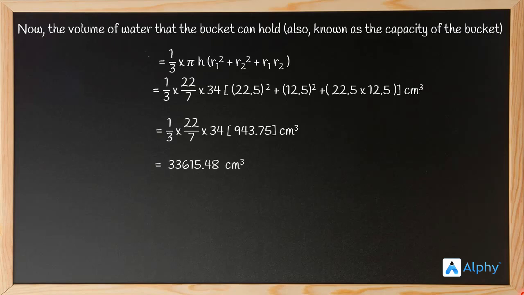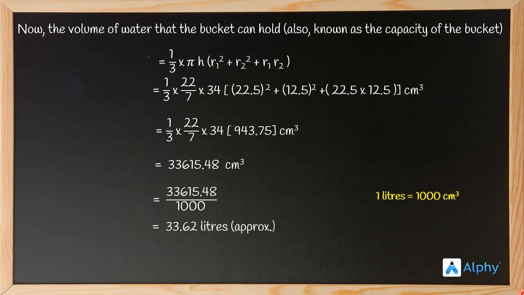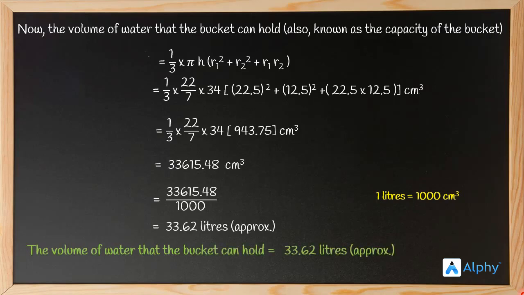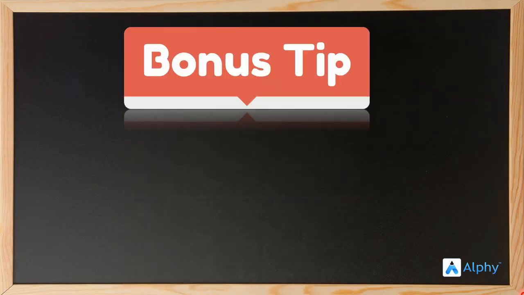The answer is 33,615.48 centimeters cube. But we need to convert this into standard form, and we know that 1 liter is equal to 1000 centimeters cube. So when 33,615.48 centimeters cube is divided by 1000, we will get 33.62 liters, which is the approximate value. So we can say that the volume of water that the bucket can hold is 33.62 liters, approximately.